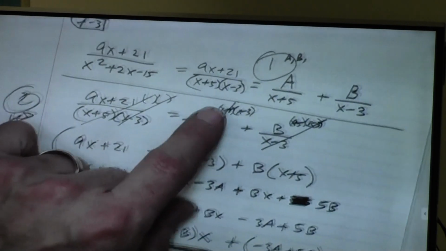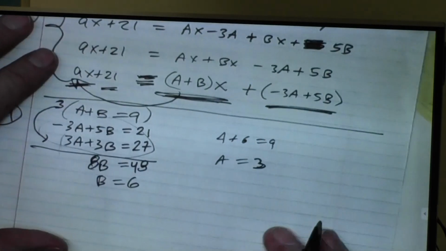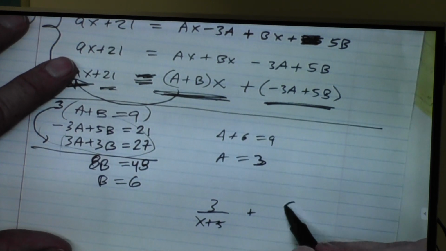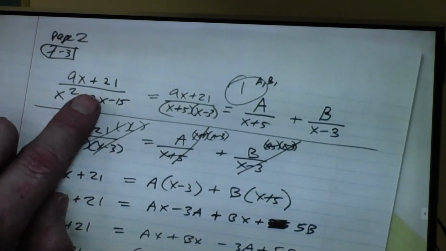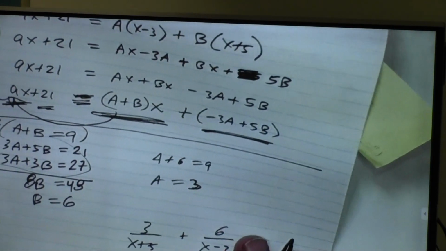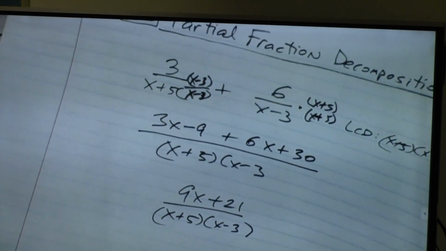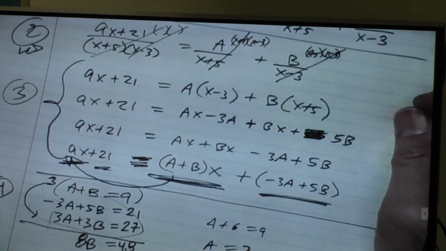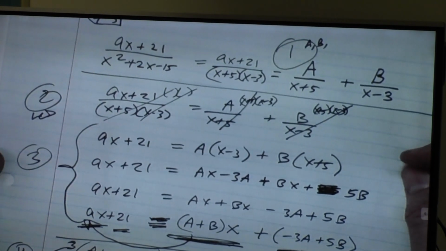And back up here, we put them in here, and there's the 3 and there's the 6. That means it's 3 over x plus 5 plus 6 over x minus 3. So we have just taken this one and broken it down to this, whereas before it was actually a lot easier to just put it together by using the LCD there. So those steps will work with all of these partial decomposition problems.